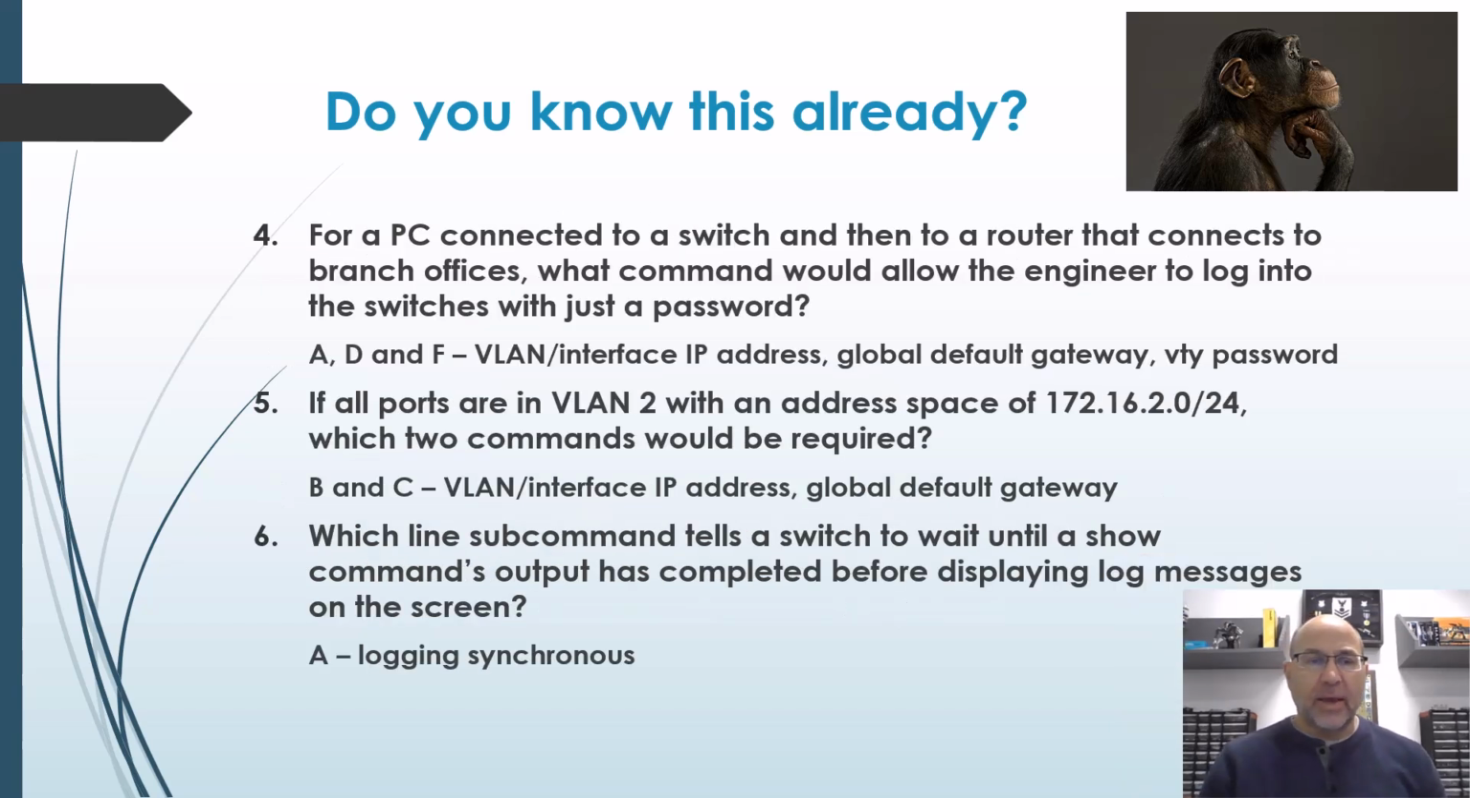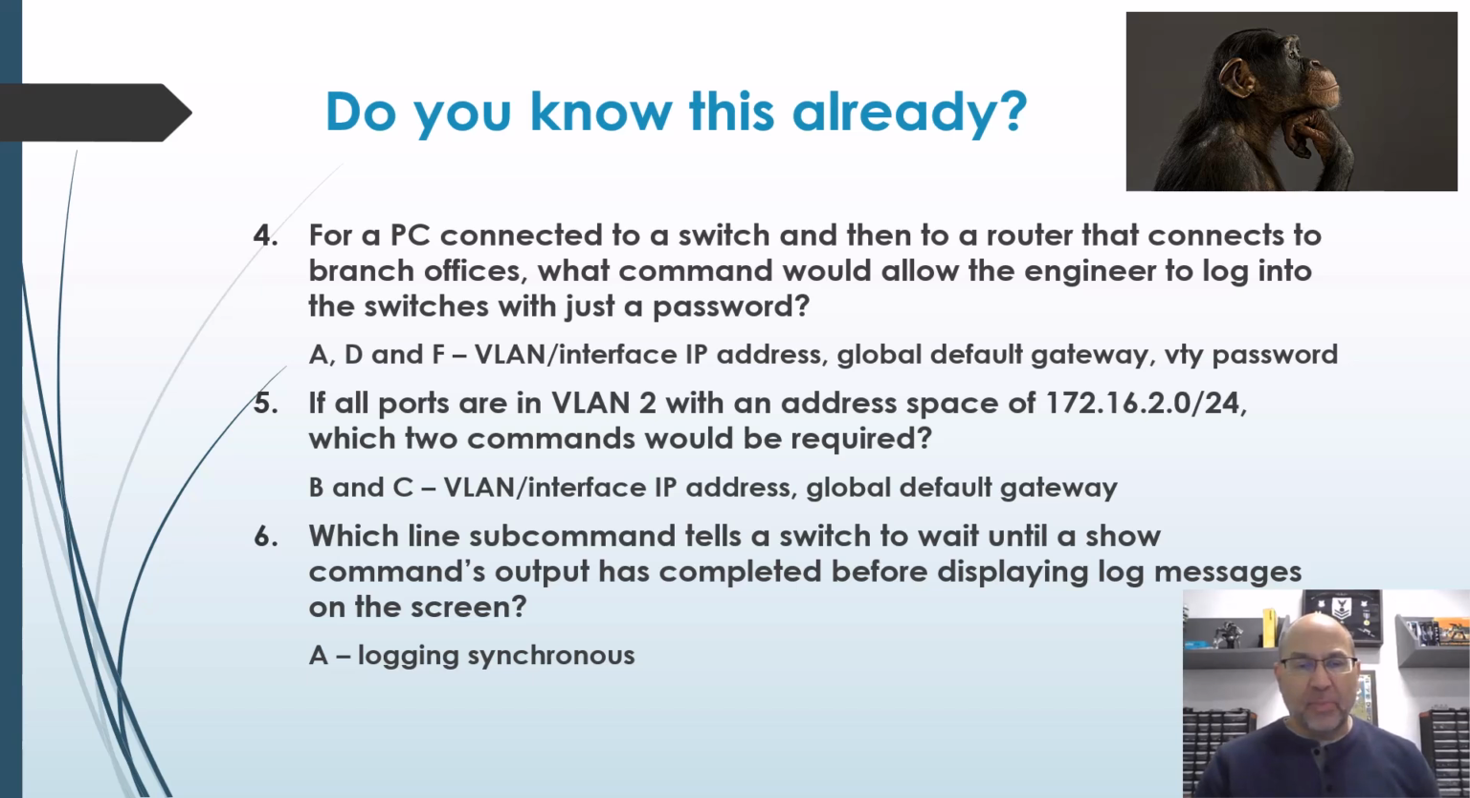Question number 4, for a PC connected to a switch and then to a router that connects to branch offices, what command would allow the engineer to log into the switches with just a password? Couple of parts here. That's why there's so many things to select. First of all, that switch is connected to a router, and then it's connected to branch offices. So there's a lot of networking that goes on here. So we would have to go into a VLAN, give it an IP address, configure a global default gateway, and then we would have a password on the VTY, which is what we would use for SSH or Telnet.